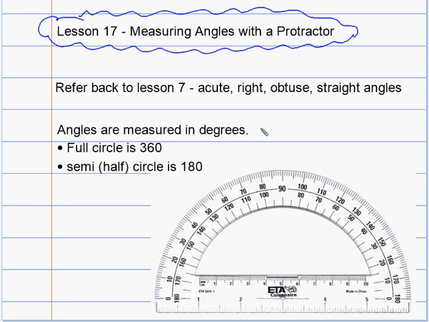So angles are measured in degrees. Hopefully you picked up on that because we talk about 90 degrees, 180 degrees. A full circle is 360 degrees. If we start here and draw all the way around, it's 360 degrees. And a semicircle, half of the circle, would be 180 degrees, and that's right here. If we started here and drew halfway around the circle, 180 degrees.